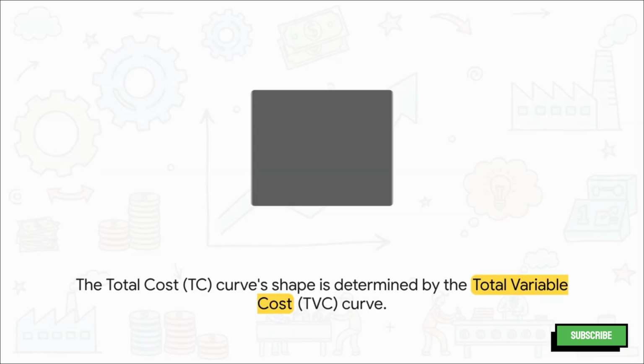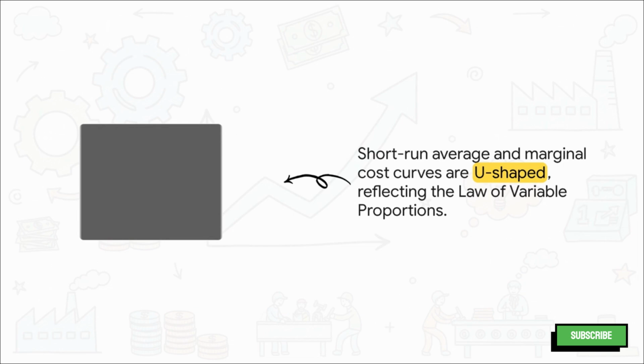When you put this on a graph, it's pretty clear. The total fixed cost is just a flat, horizontal line because, well, it's constant. The total variable cost and the total cost curves, on the other hand, both slope upwards. Makes sense, right? The more you produce, the higher your variable costs. And notice how the total cost curve doesn't start at zero. It starts up at the level of the TFC, because even if you produce nothing, you still got to pay the rent.